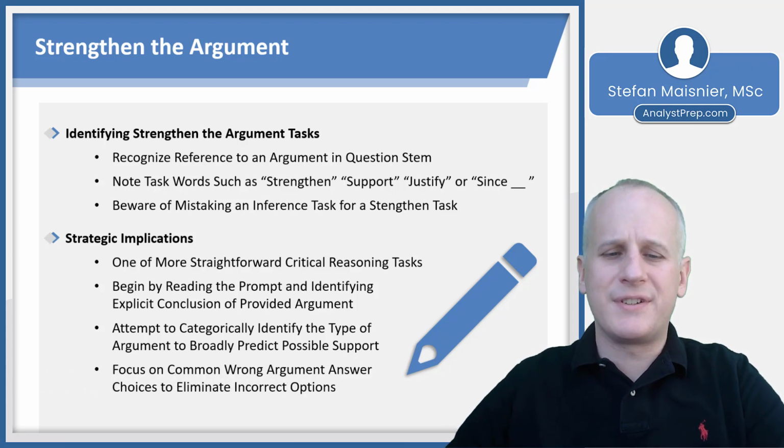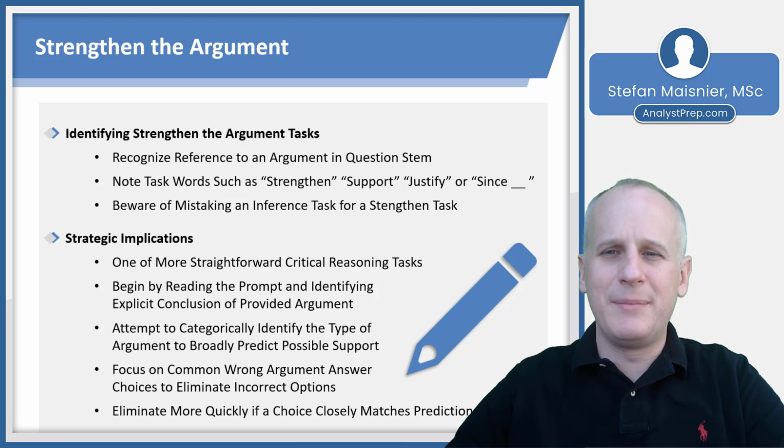You need to focus on your common wrong argument answer choices to eliminate incorrect options. So the big three are going to be things that are going to have a vague impact on the argument, things that require additional information that is outside of the argument, and things that are addressing the opposite task. So basically, they weaken the argument as opposed to strengthen it.